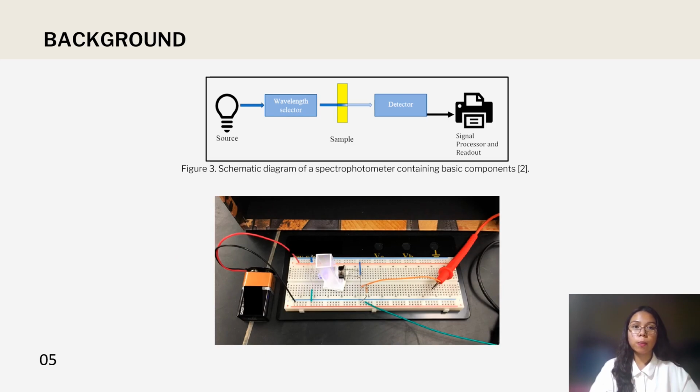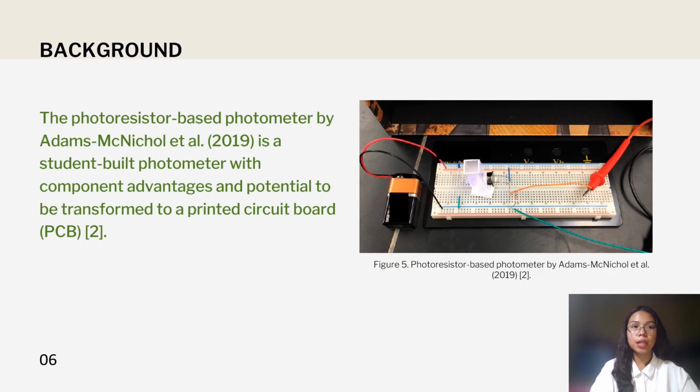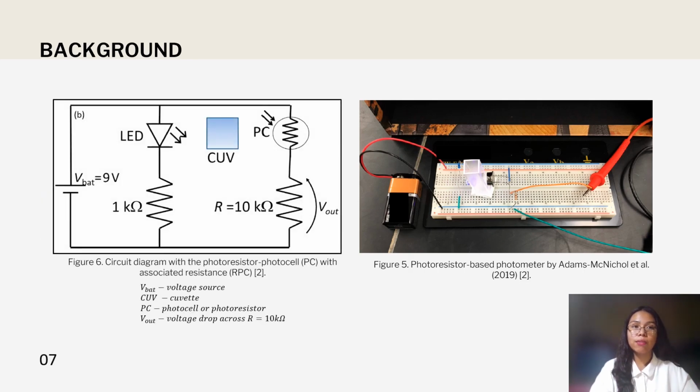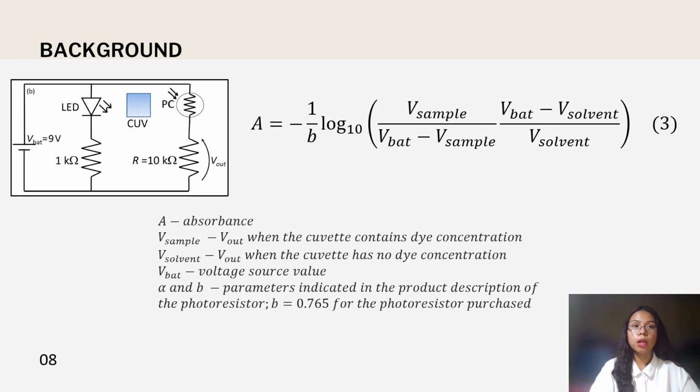Specifically, this is the photometer by Adams, McNicol, Shell, and Ellis in 2019. The photoresistor-based photometer by Adams McNicol et al. is a student-built photometer with component advantages and potential to be transformed to a printed circuit board. On the left is the schematic diagram of the chosen reference photometer that I have adapted and modified for this project. While on the right is the equation developed by the same literature to quantify the absorbance of the solution through reading the voltage across the 10 kilo-ohm resistor.